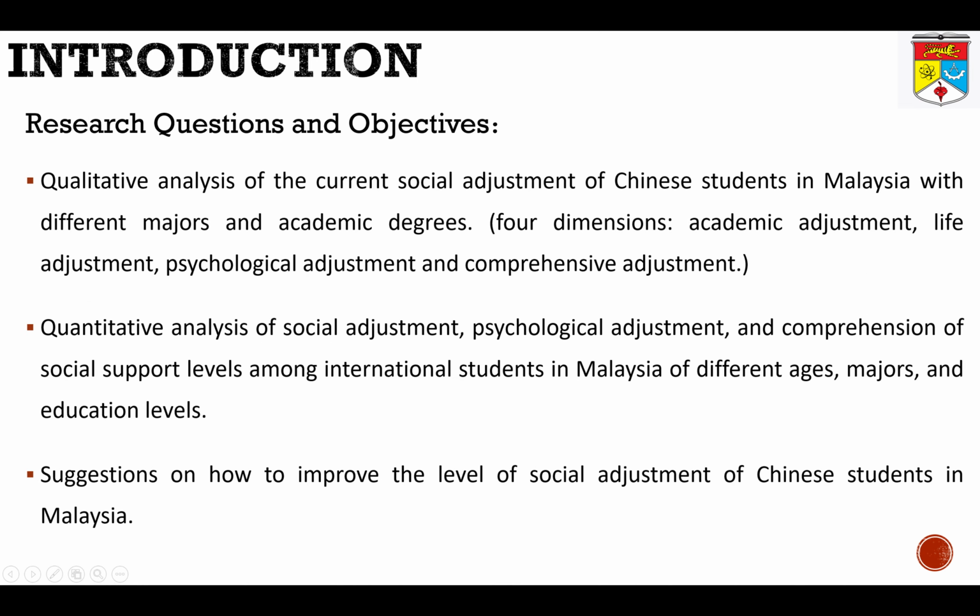Research questions and objectives. First, qualitative analysis of the current social adjustment of Chinese students in Malaysia with different majors and academic degrees. Four dimensions: academic adjustment, life adjustment, psychological adjustment, and comprehensive adjustment. Second, quantitative analysis of social adjustment, psychological adjustment, and comprehension of social support levels among international students in Malaysia of different ages, majors, and education levels. Third, suggestions on how to improve the level of social adjustment of Chinese students in Malaysia.